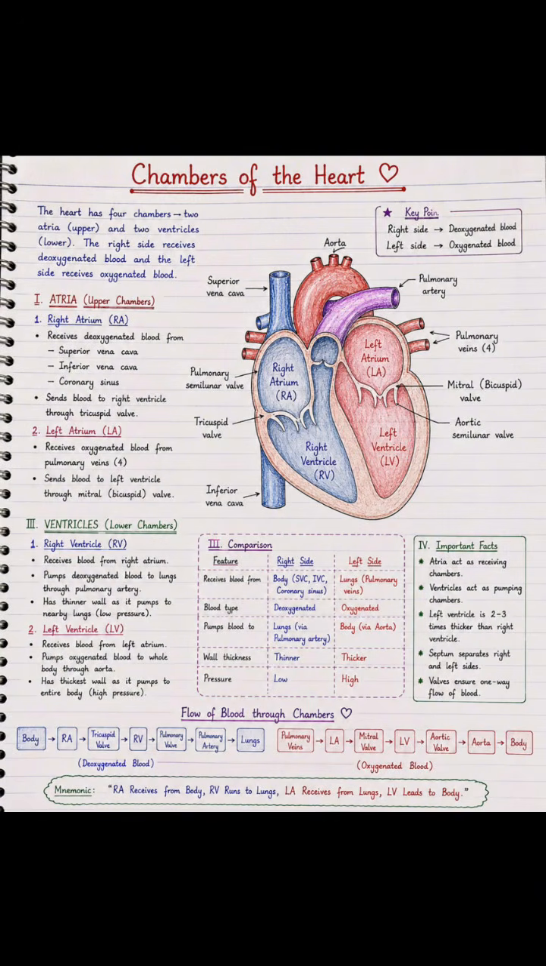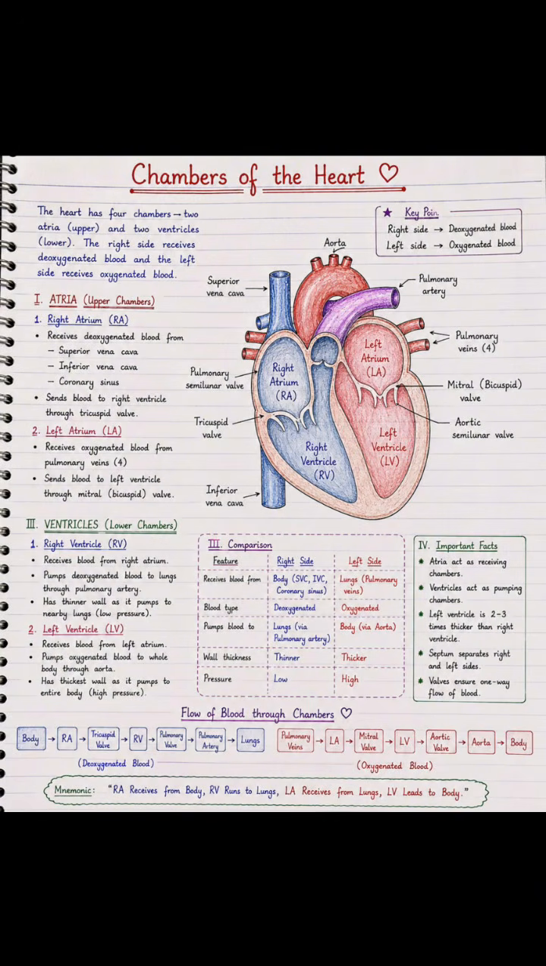Now let's move towards the ventricles, which are the lower chambers. Right ventricle. The first one is the right ventricle, or RV. It receives blood from the right atrium. Then it pumps deoxygenated blood to the lungs through the pulmonary artery. The wall of the right ventricle is thinner because it pumps blood to the nearby lungs, so the pressure is low.